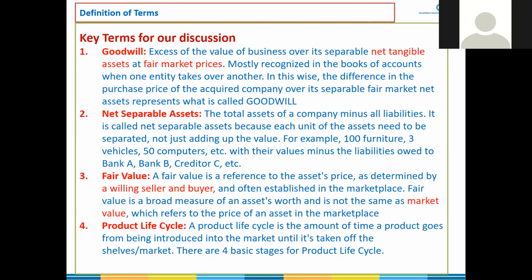I've given you the general definitions from the beginning about looking at the university issue. But goodwill is the excess of value of business over its separable net tangible asset at fair market prices. It sounds very holistic, but we will break it down into simpler, smaller stages. It is mostly recognized in the books of accounts when an entity takes over another. An entity here means a company or an organization.